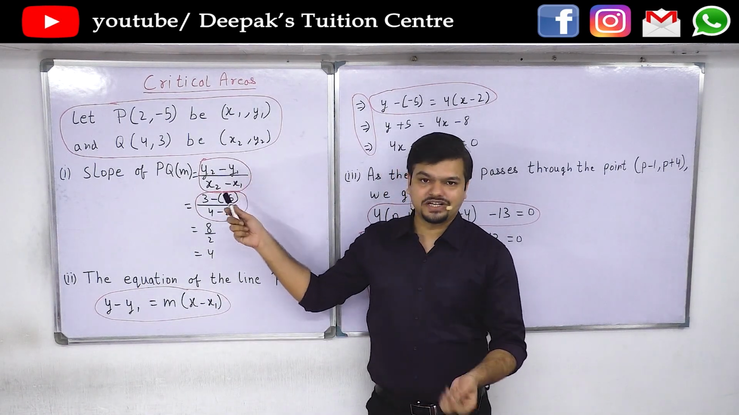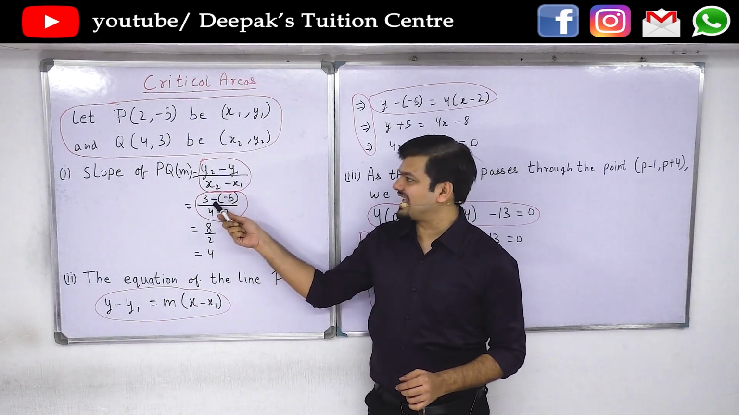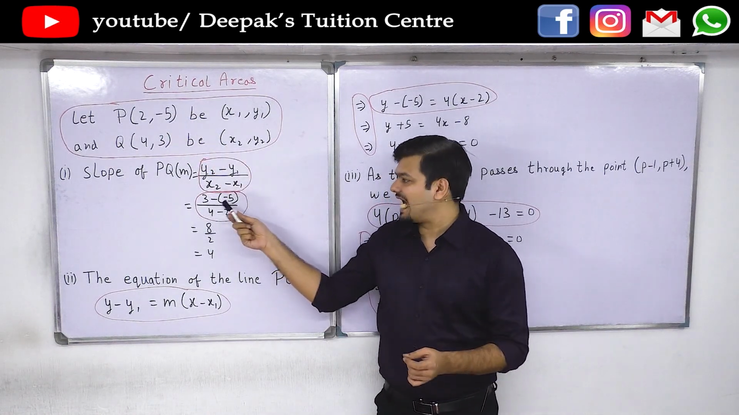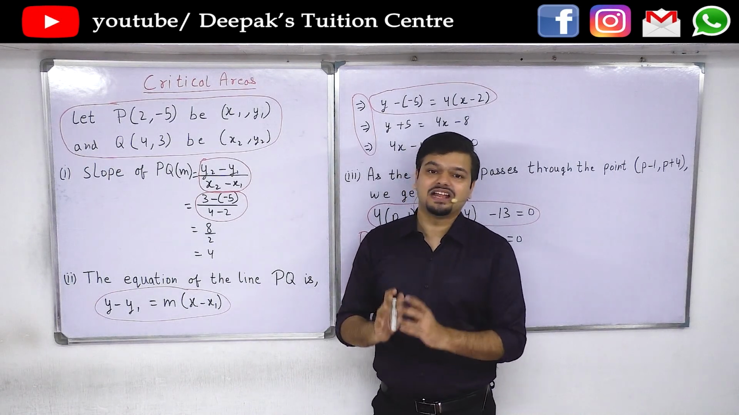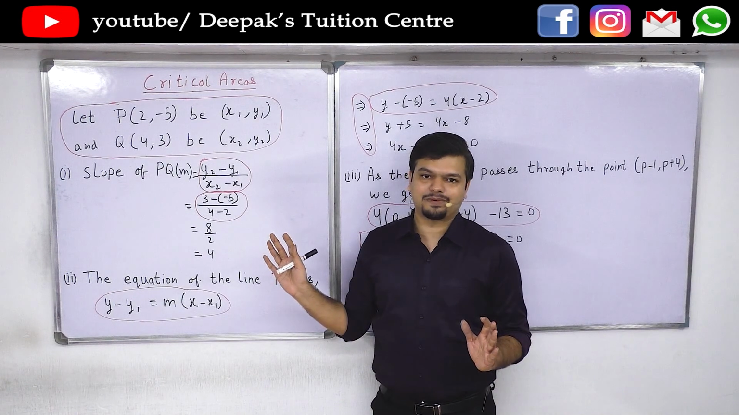Also, while substituting the values, show the step of substitution. I could have simply calculated 3 minus 5 is 3 plus 5, but no, I did the substitution. I showed the teacher that yes, I know how it has been substituted. Now I did the calculation shortcut, that is completely acceptable.